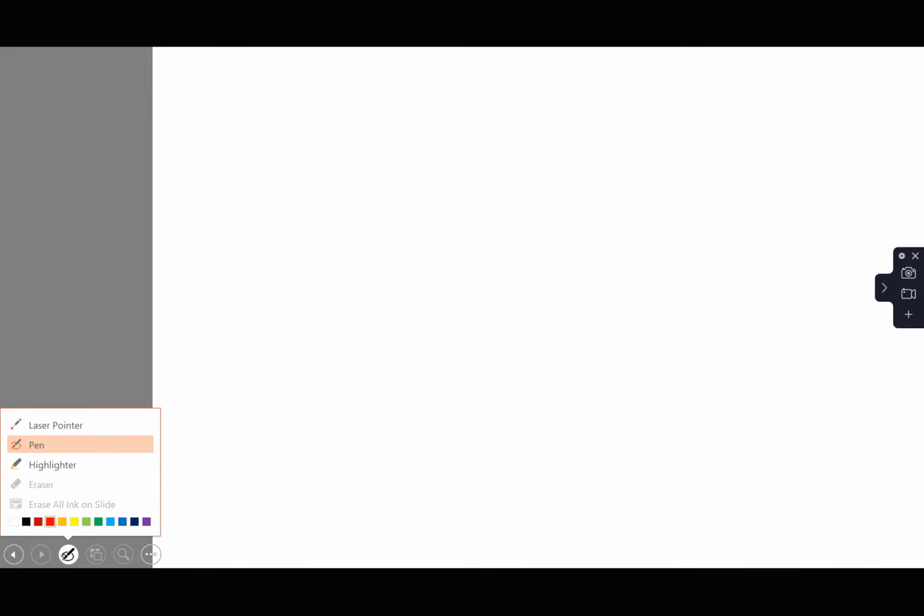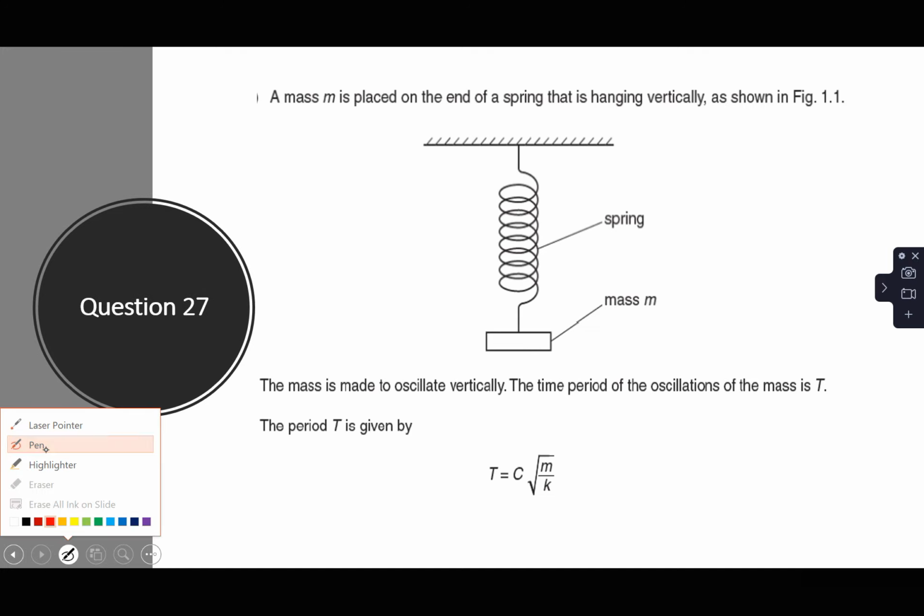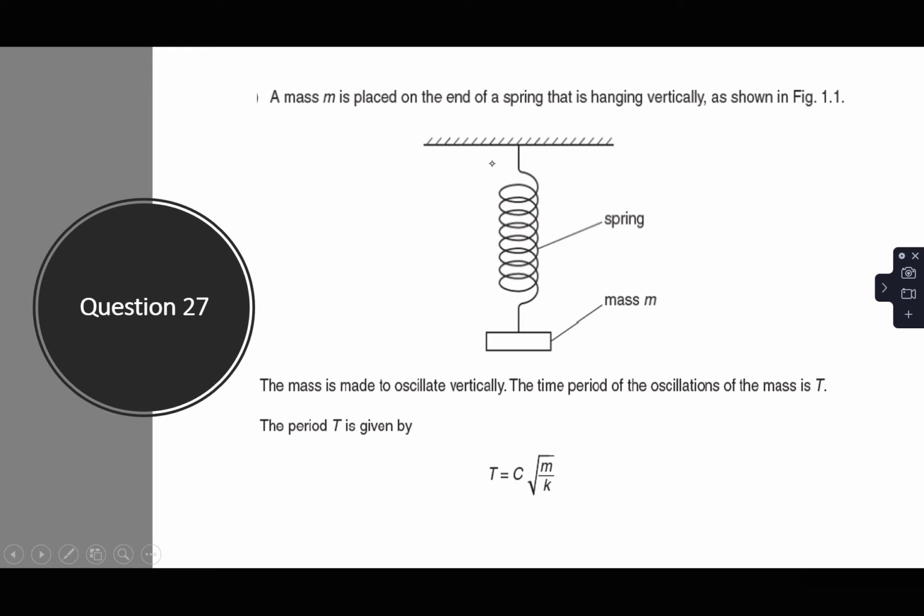Next is question number 27. A mass m, so m is mass, placed on the end of a string that is hung vertically as shown. So the mass is placed at the end of the string and is hung as shown. The time period of the oscillation of the mass is T, so T is time. The period is given by that.